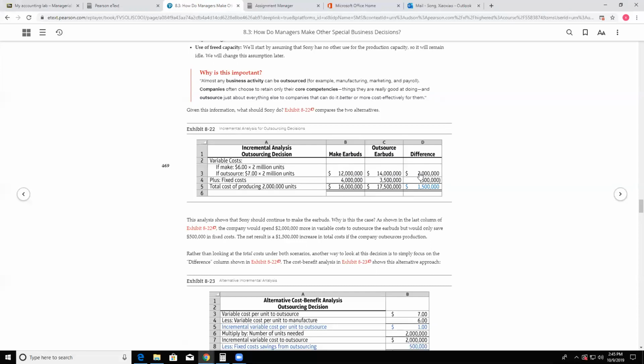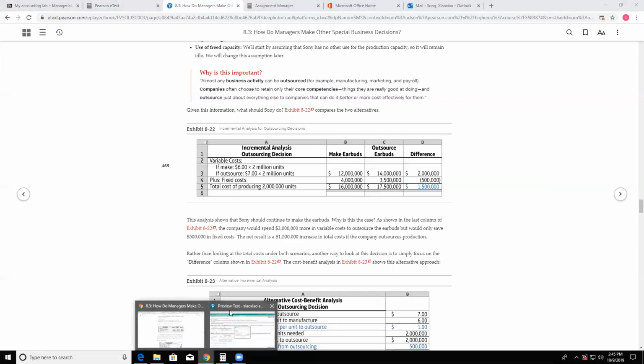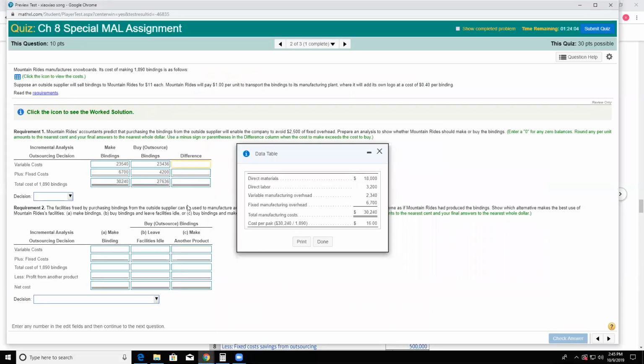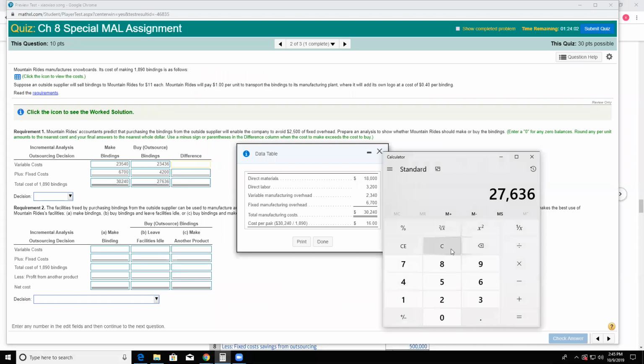Don't worry about those formats in your exam. I just want to make sure you get this format, and that's the part I missed. So if this is smaller, 12 million minus 14 million, actually it's positive. Now we go back to our numbers. We check all that, and it's just the opposite: 23,540 minus 23,436.